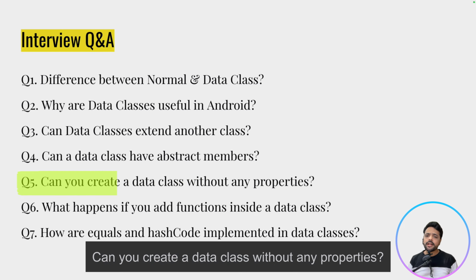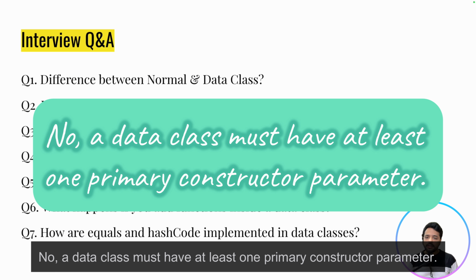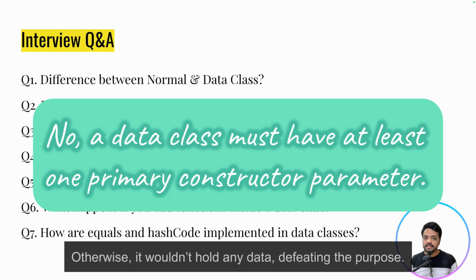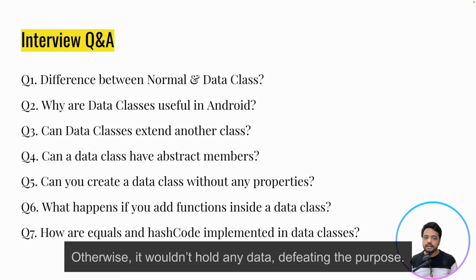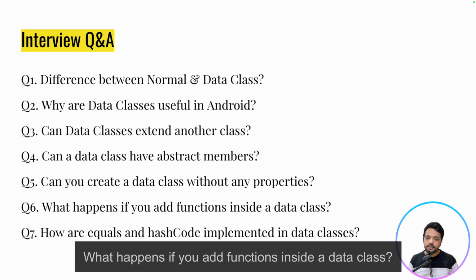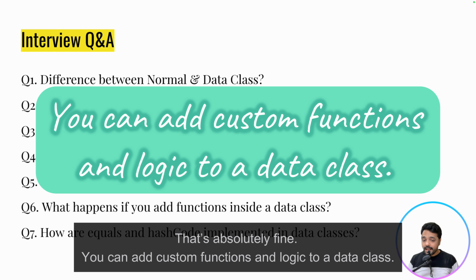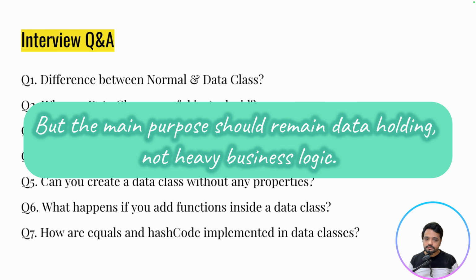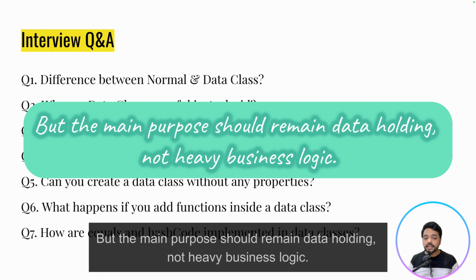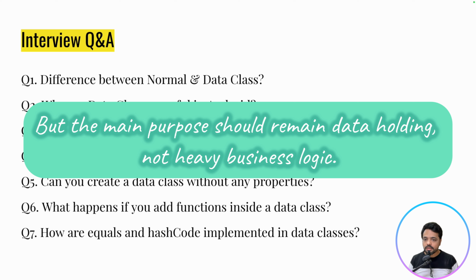Can you create a data class without any properties? No, a data class must have at least one primary constructor parameter, otherwise it wouldn't hold any data, defeating the purpose. What happens if you add functions inside the data class? That's absolutely fine. You can add custom functions and logic to a data class. But the main purpose should remain data holding, not heavy business logic.